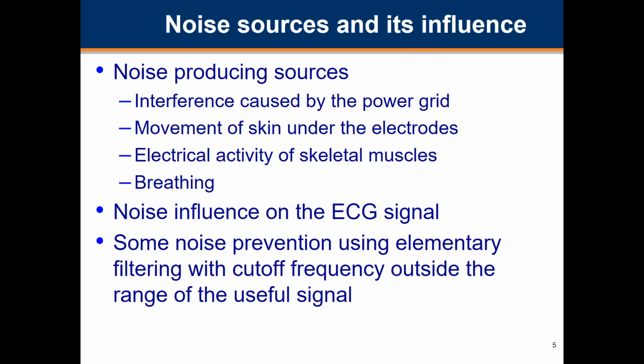Some significant factors that produce noise within the ECG signals are movement of skin under the electrodes, interference caused by the power grid, the electrical activity of skeletal muscles, breathing, etc. For reducing the influence of these types of noise, in the pre-processing section, a bandpass filter with lower limit of 0.667 Hz and upper limit of 50 Hz is applied. It is implemented in order to filter out these types of noise without losing useful information.